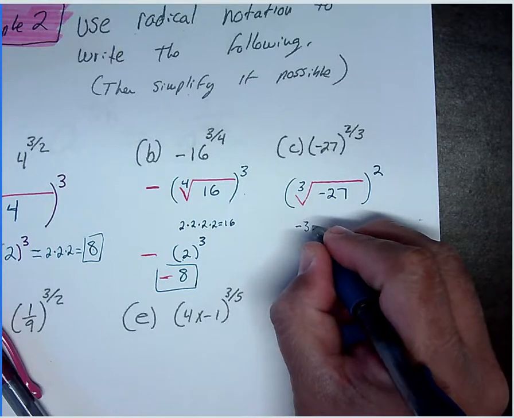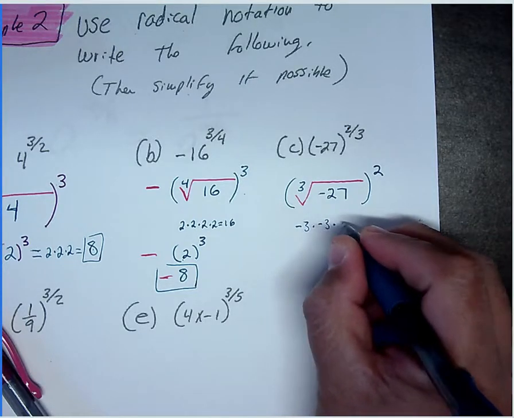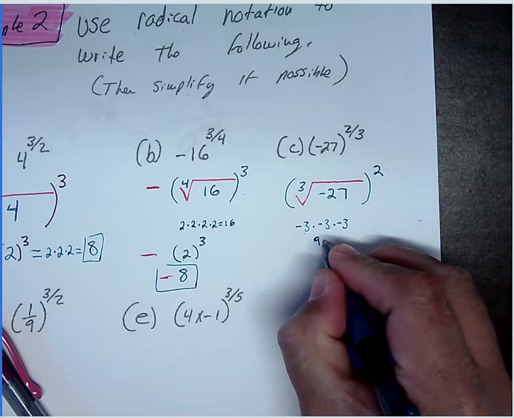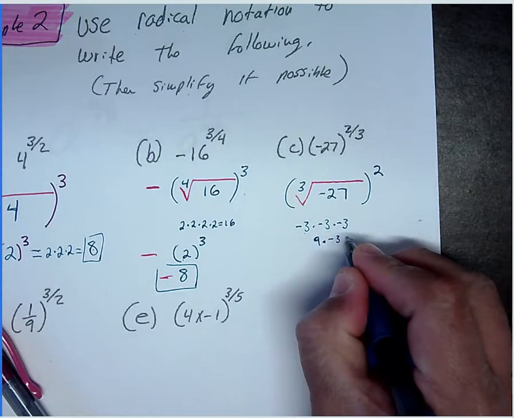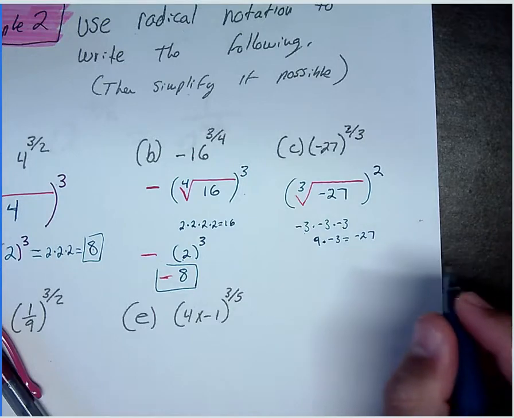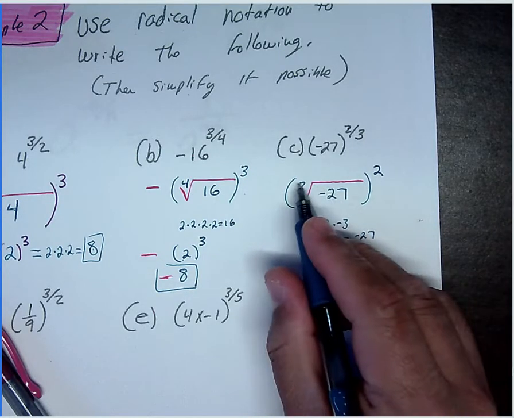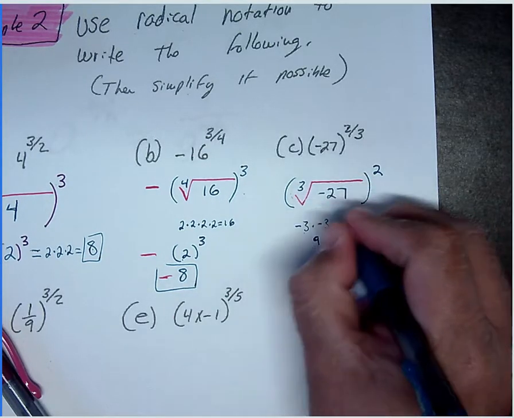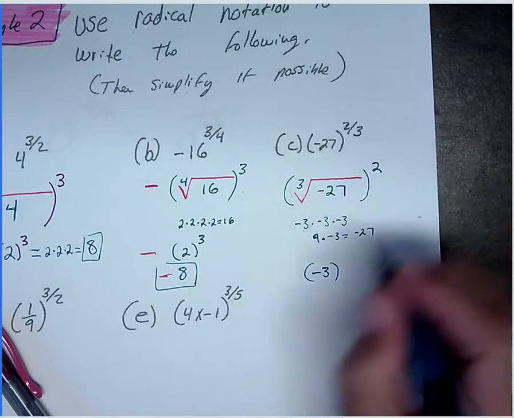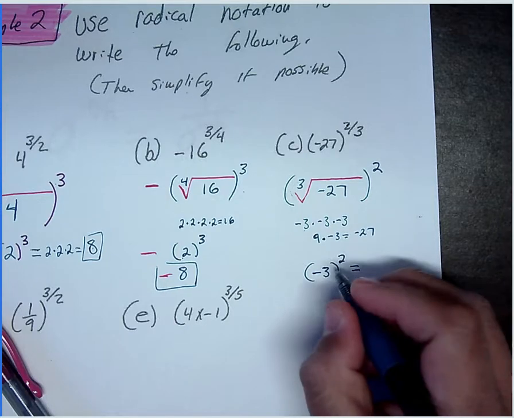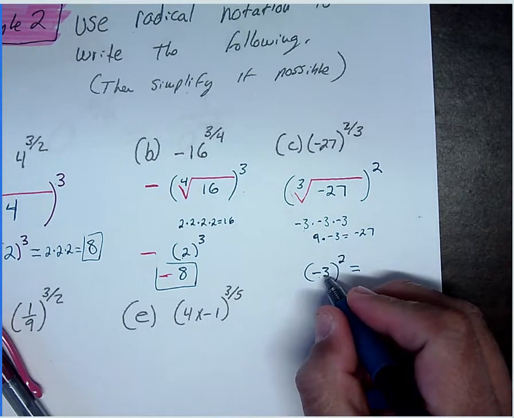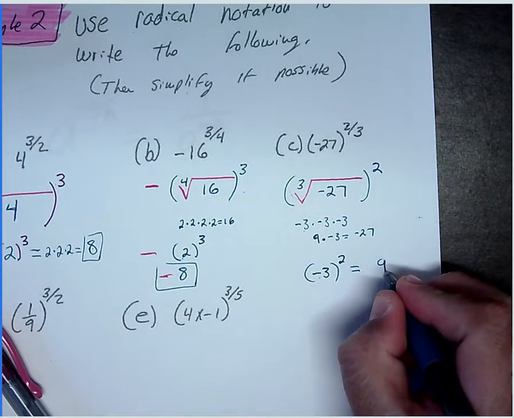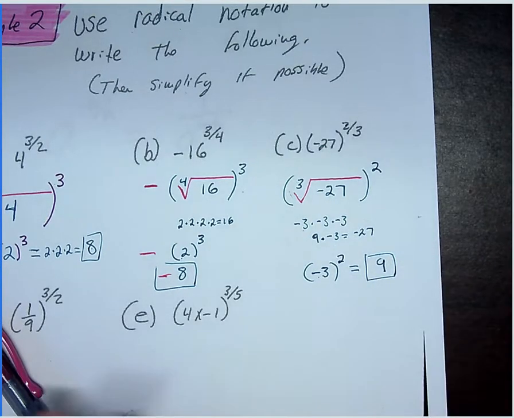Negative 3 times negative 3 times negative 3 has to be 3 times. Negative 3 times negative 3 gives you positive 9. I'm going to put an extra step here. Times that negative 3 will give you negative 27. So this is the cube root of negative 27. So that means we got negative 3 for the inside. Parentheses, and we still have that 2 outside. So what's negative 3 squared? You're multiplying these twice. So you're multiplying 2 negatives. That becomes a positive. So negative 3 squared would become positive 9. That would be the answer for that one.